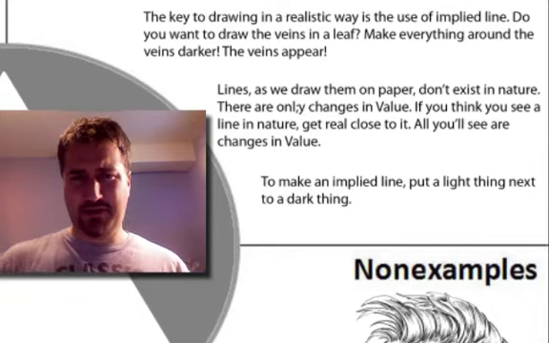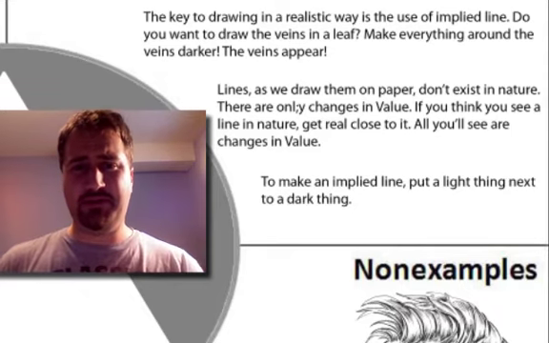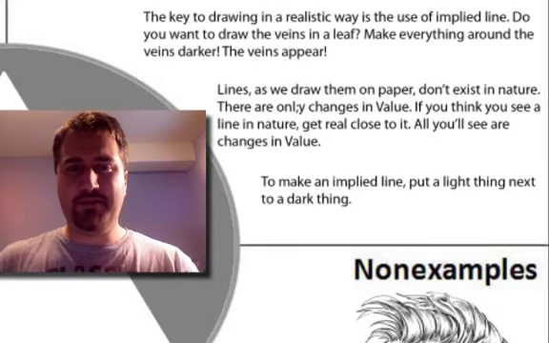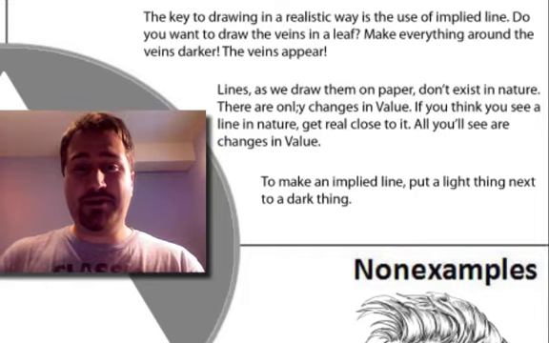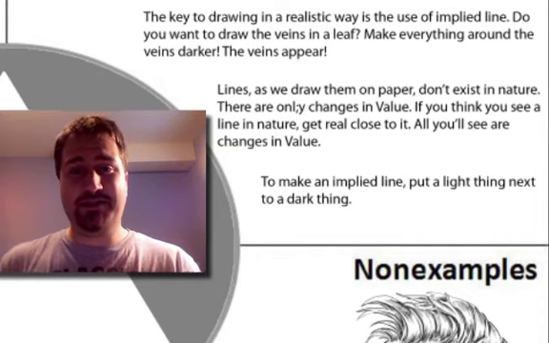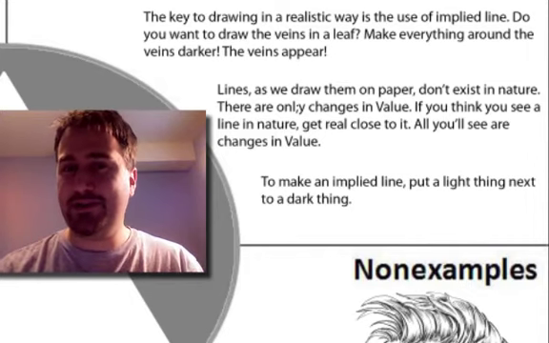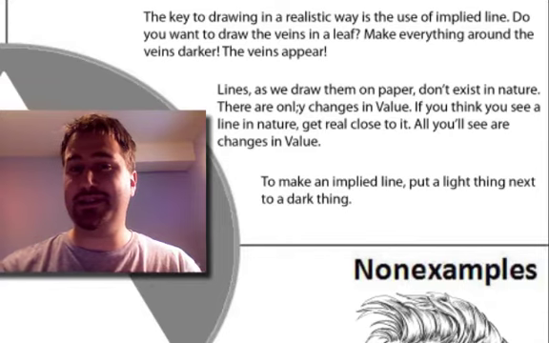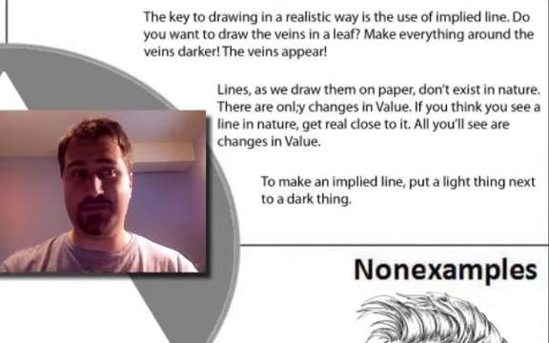If you get a microscope and go up someplace where you think you see a line, say in the bark of a tree, then you would see just changes in value. There are no such things as real lines in nature. They're symbols, and this is the way to draw realistically because it's the closest to nature, by drawing just with changes in value.